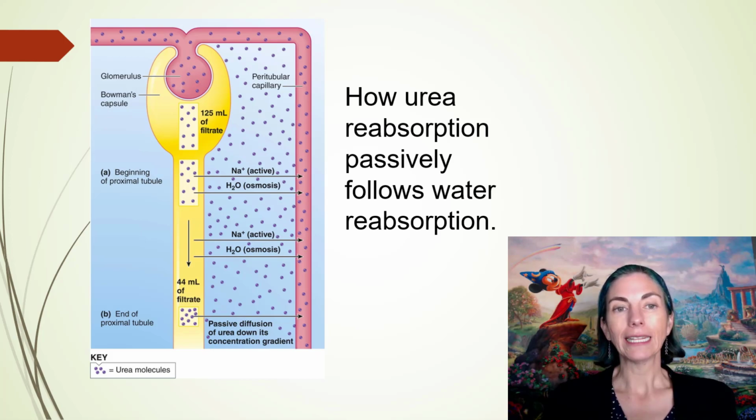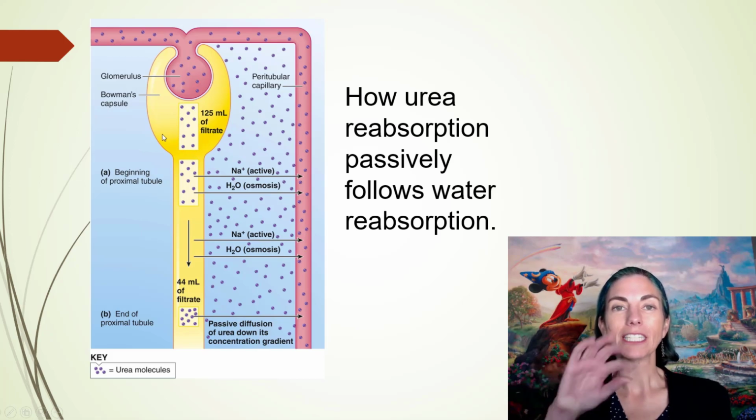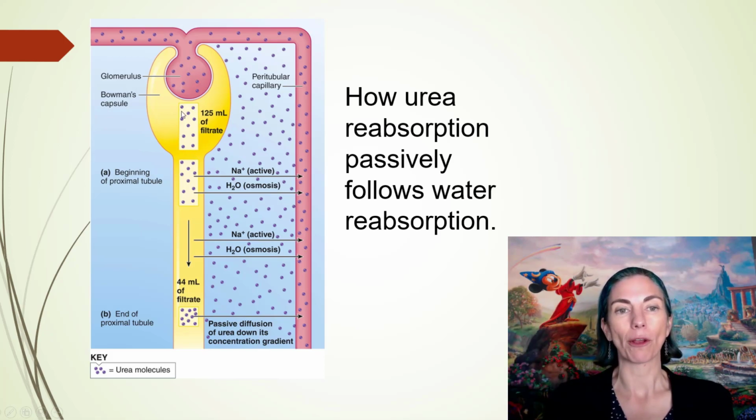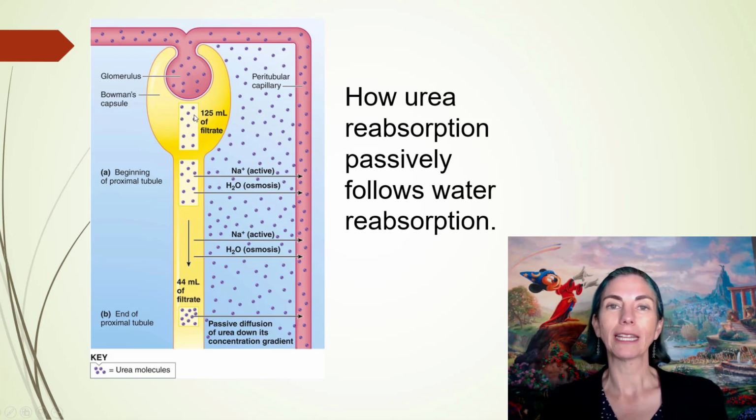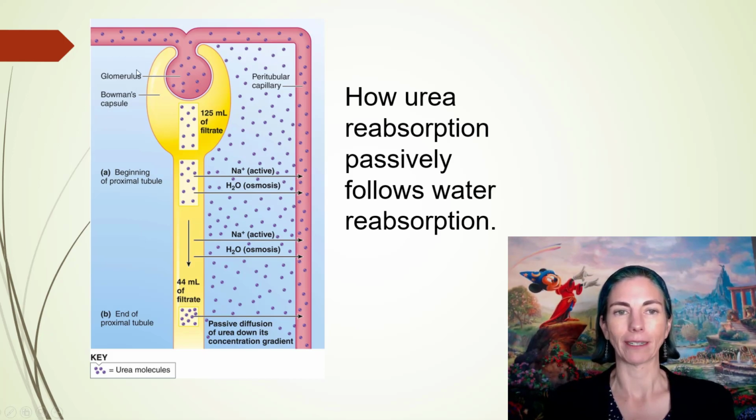The urea scenario is rather interesting, and this image takes a closer look at how urea follows water. In this image, every purple dot is a urea molecule, and what you want to pay special attention to is how urea is spread out in a particular compartment. So here it's looking at a certain amount of filtrate and it's got a certain number of urea molecules. And if you look at the spread outness of urea, it looks pretty similar basically everywhere, right? So urea does not have a concentration gradient right here.